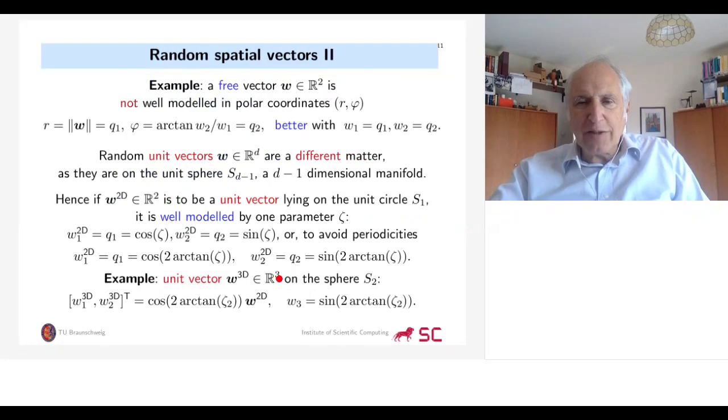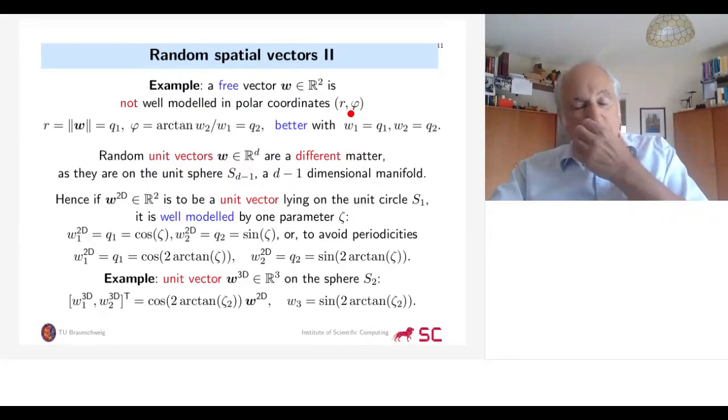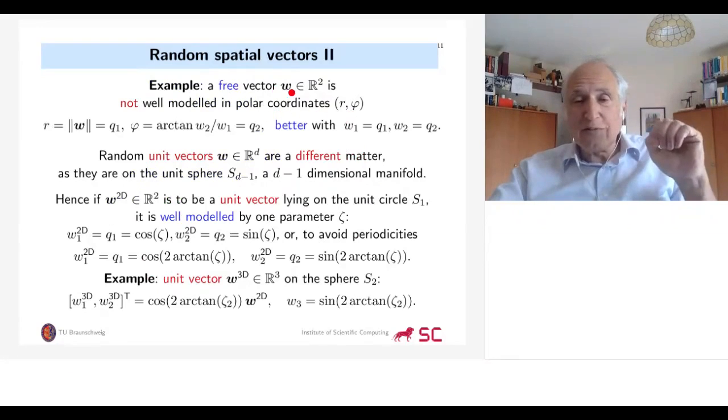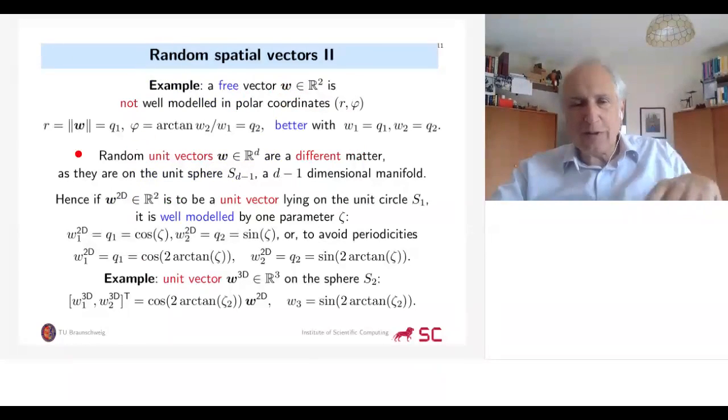Another thing which comes up, one example that people often see, is, for instance, a vector in R2 modeled by polar coordinates. If this is a free vector, this is not a good idea because polar coordinates are only locally orthogonal and not globally. So one way would be to take r, the absolute value, and then the angle of it, the arctangent of the two. But that's not good. It's much better doing it this way for updating, for modeling, for everything.